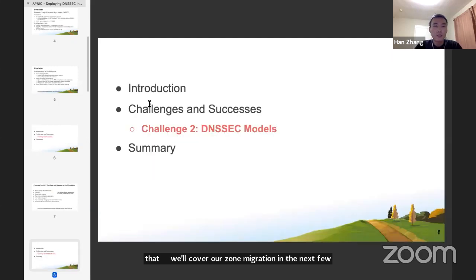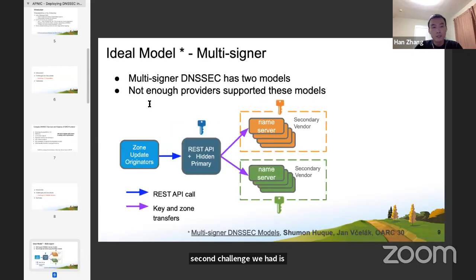So the second challenge we had is which DNSSEC models we should apply. As I mentioned earlier, we use multiple DNS providers for our DNS services. And the ideal model to apply the DNSSEC on these multiple DNS providers is called the multi-signer DNSSEC model. And that is also introduced by my colleague Shuman. But when we deployed DNSSEC, there were not enough DNS providers that supported these features. So we had to apply the following two DNSSEC models. But one question is why we needed to apply two DNSSEC models, why we could not just apply one of them.